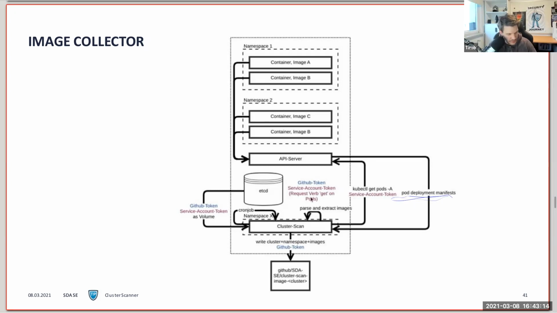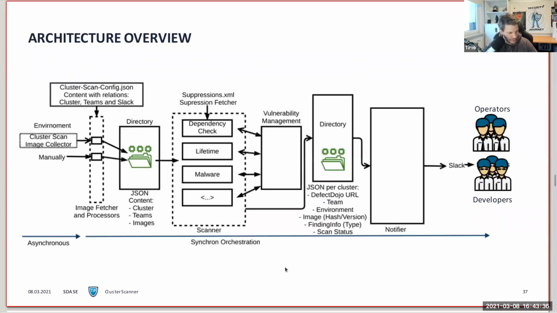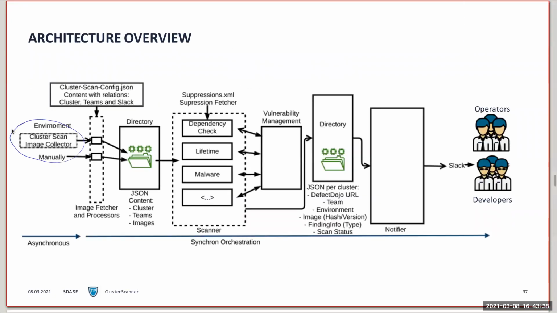So this is processing it. You see here, this runs, for example, once a day, gathering it, or every hour, depending on what you want. Then these deployment manifests are getting passed here, and then it pushes this. Cool. What do you call that? Yeah, I call it Cluster Scanner Image Collector. That's actually the first start here. That's this one here. Yeah.